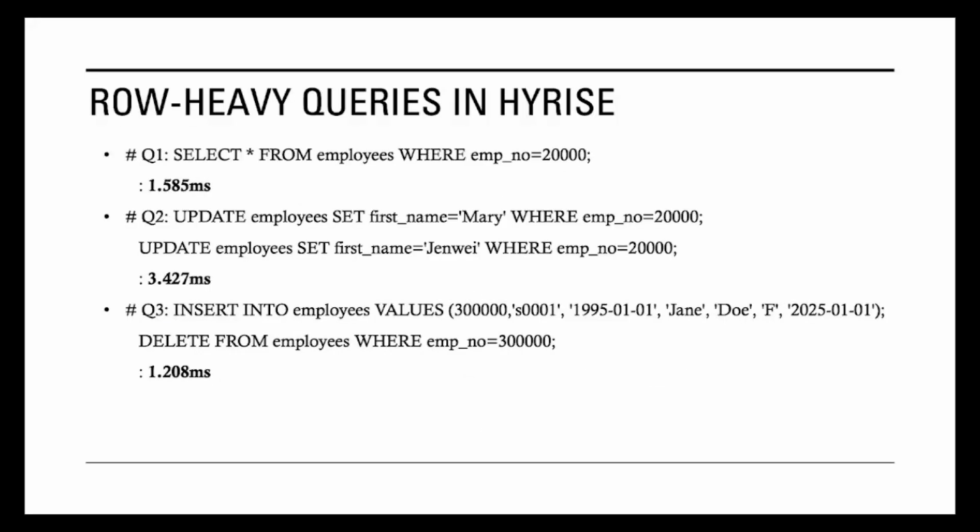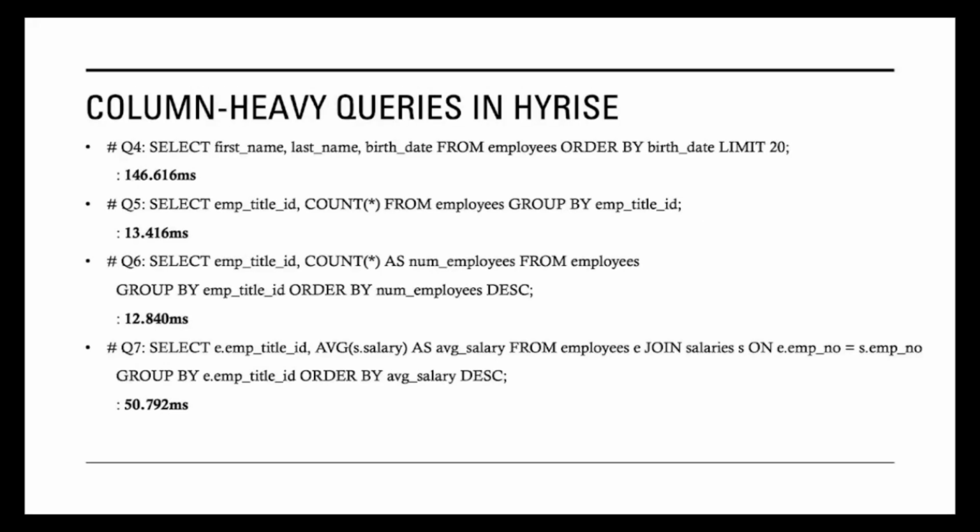For our row-heavy queries, we see the numbers are pretty fast, about 1.5 milliseconds for query 1, query 2 is about 3.5, and query 3 is about 1.2 milliseconds. And then for our column-heavy queries, we see Q4 is pretty large at about 146 milliseconds, and query 5 has 13 milliseconds, query 6 almost 13 milliseconds, and query 7 down to 50 milliseconds. So overall, this is a little better, but it does have its limitations.